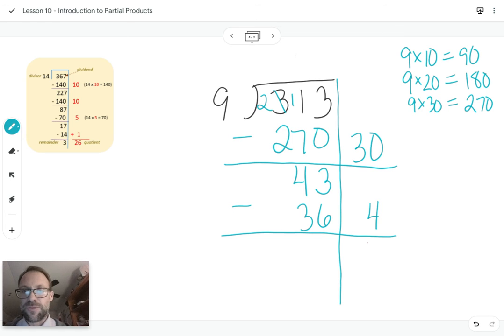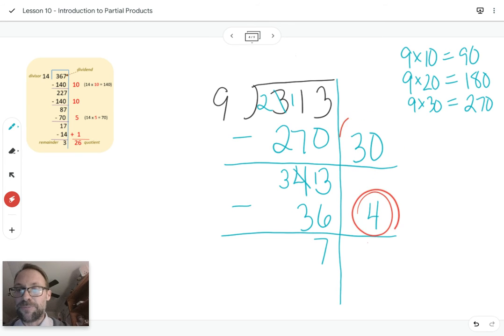Let's see. 3 minus 6. Can't do it. Got to borrow from the 4. 13 minus 6. 7. 3 minus 3 is 0. I have 7 left over. How many groups of 9 are in 7? There are none, aren't there? Nope, can't do it. 7 has to be a remainder because I can't pull another whole group of 9 if I only have 7 left. So I now have 2 partial quotients, a 30 and a 4.